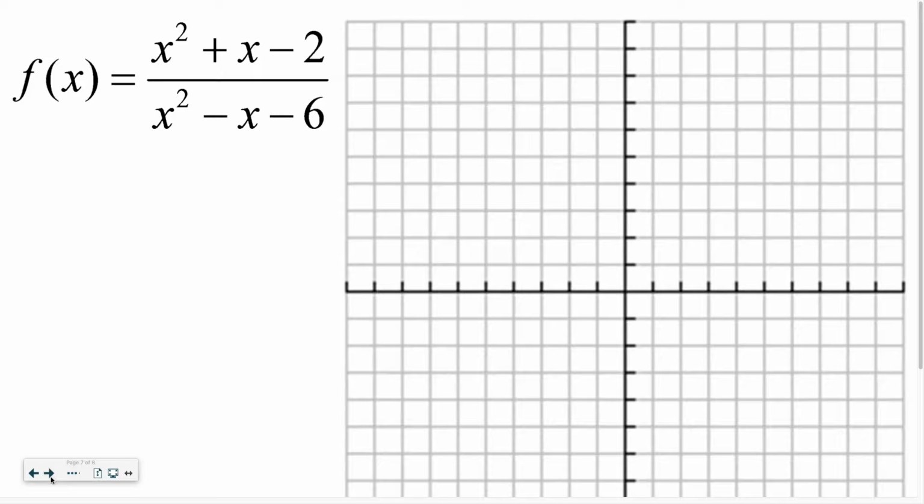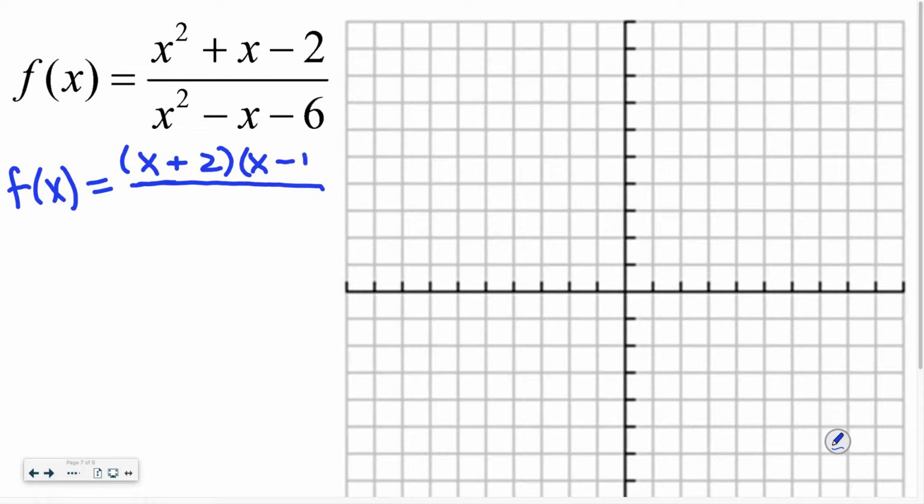Okay, what is my first step? Factor. Who can tell me our numerator? X plus 1. And then, wait, no. Yeah. X plus 2. X plus 2, you're changing it to? Yeah, and x. Okay. Cool. Our denominator. X plus 2, x minus 3.